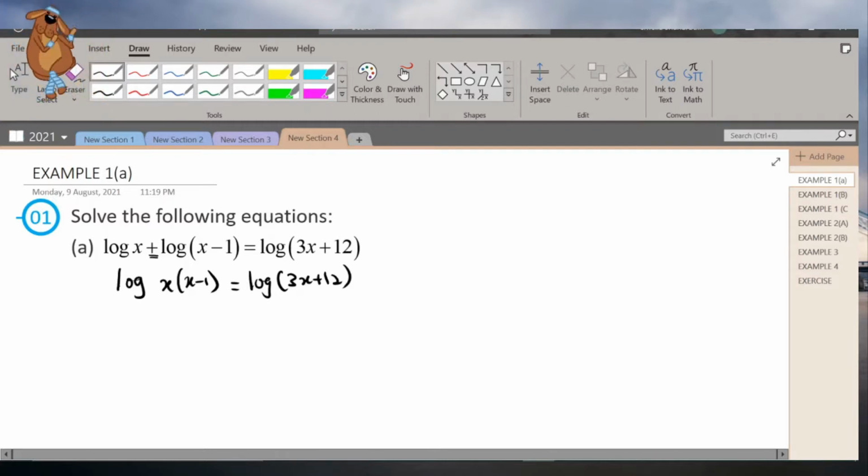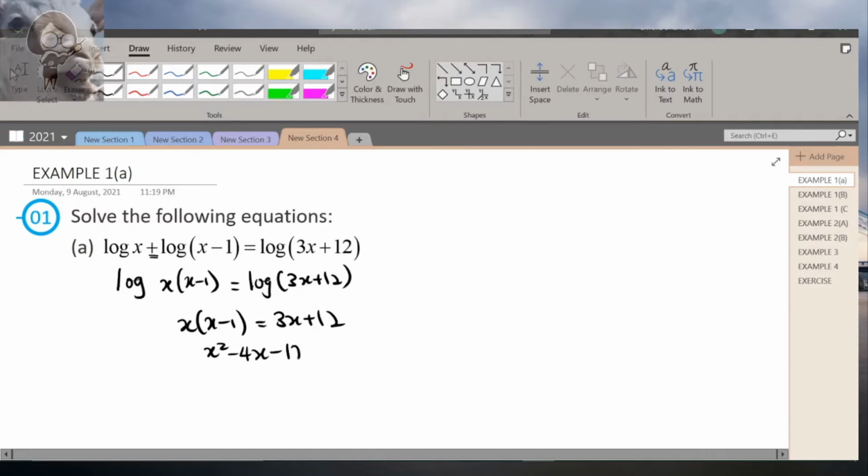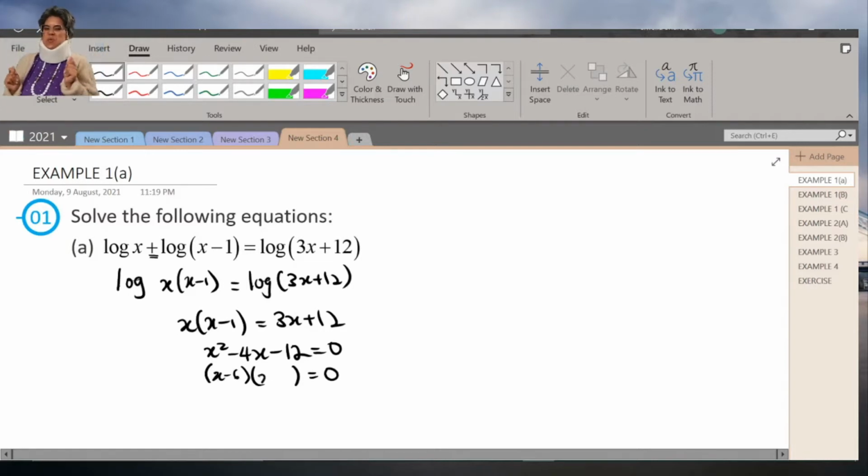What we can do with this, we can compare the terms and we will get x times (x minus 1) is equal to 3x plus 12. Simplify, we will get x squared minus 4x minus 12 is equal to 0. And when we have a quadratic equation, we will factorize it. What we get is (x minus 6)(x plus 2). So x is equal to 6, or x is equal to negative 2.